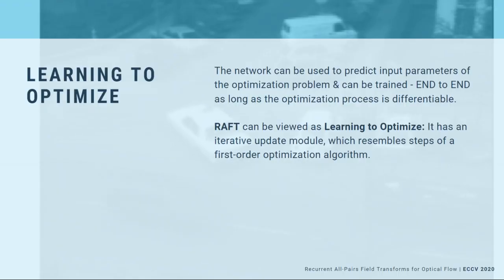Another slide is learning to optimize. The network can be used to predict input parameters of the optimization problem and can be trained end-to-end as long as the optimization process is differentiable. RAFT can be viewed as learning to optimize. It has an iterative update module which resembles the steps of a first-order optimization algorithm.